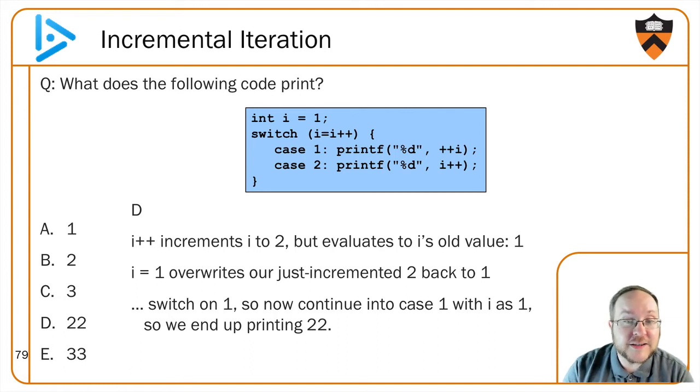So this increments I to 2, and then the post increment evaluates to its old value. So the right-hand side of the assignment, we assign to be 1. Yep, we immediately overwrite the incremented value. Now we switch on 1, we enter case 1, we increment I. This is the pre-increment, so it looks at the new value, and so we pass a 2 to printf. We do the fall through again, but now it's the post-increment, and so we print 2, 2, and the correct answer is D.